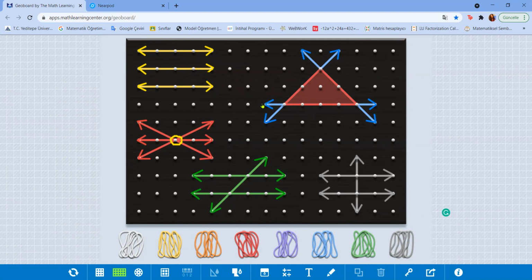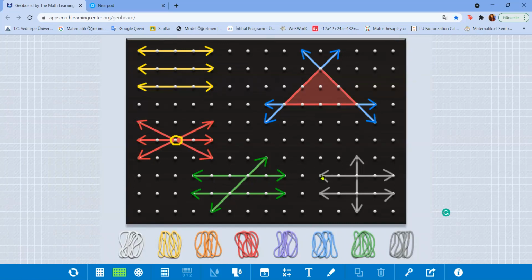The third case is that the lines intersect each other 2 by 2. As you can see in this case, a triangle is formed here. Fourth, the two lines are parallel to each other and the third line intersects them. This line that intersects parallel lines at one point is called the transversal.